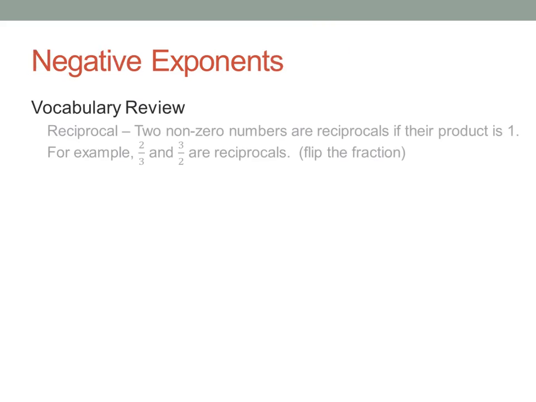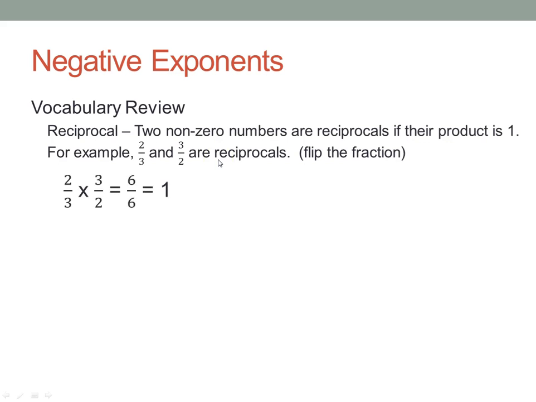Let's do a little review on vocabulary. So reciprocal. 2 non-zero numbers are reciprocal if their product is 1. So for example, 2/3 and 3/2 are reciprocal. And sometimes I like to just think about it as you flip the fraction, right? I just flip this over to this, and that's how I get a reciprocal. And just to show you that these are reciprocals, if you multiply them out, they equal 1.